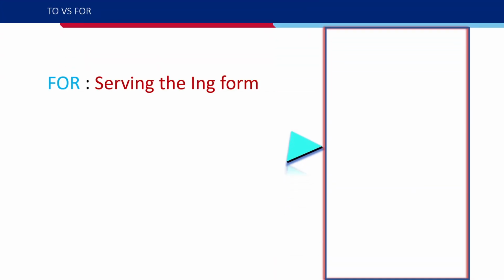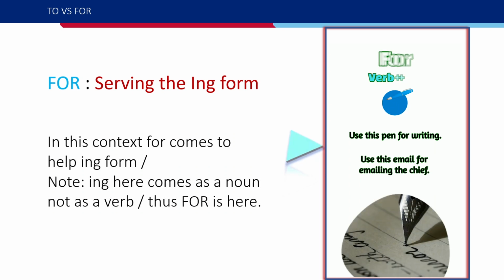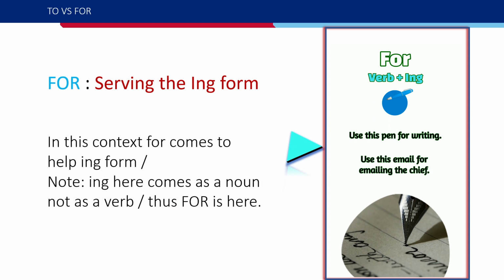Okay, let's talk a little bit about the "-ing" form. You might think it is a verb in some places in a sentence, but in fact, no. It is a noun. It functions as a noun. So, "for" takes a place to serve the "-ing" form. For example, use this pen for writing. "Writing" here is not a verb. It is a noun. Another example, use this email for emailing the chief. For "emailing", in this phrase, I have a noun, "emailing". So you have to be clear with this. The "-ing" form is not all the time present continuous or verb tense. It comes as a noun to serve in a sentence.